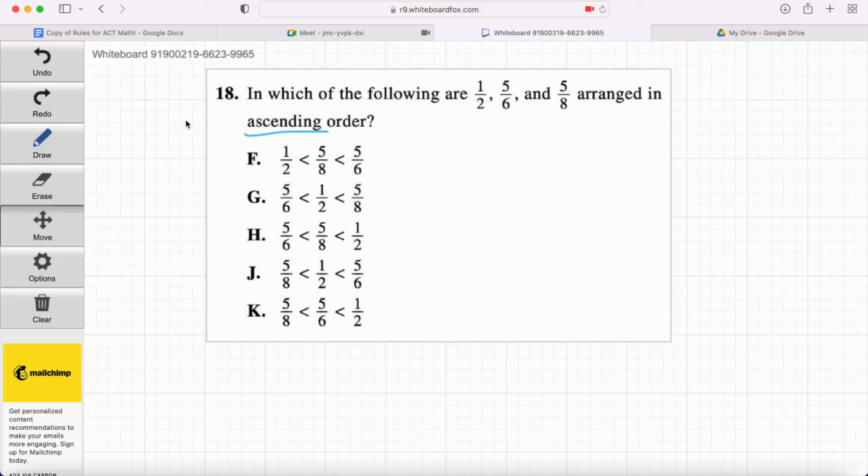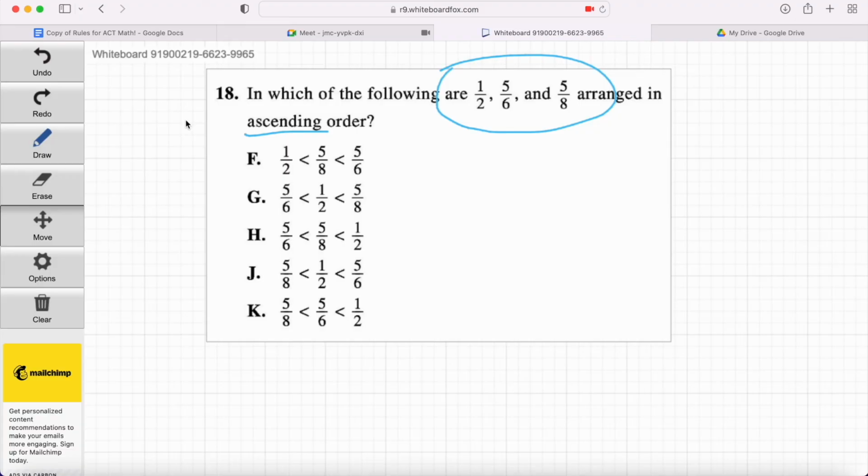So we're going from smallest to biggest. Okay, I see what we're doing. Looking at these fractions, maybe it's not obvious. Maybe it is. Which is the smallest and which one's the biggest? Maybe you do know. It's not 1/2 for sure. So it's between 5/6 and 5/8. Let's start with the smallest. Which one do you think the smallest is? 5/8. You think 5/8 is the smallest? Yeah, I would say that.